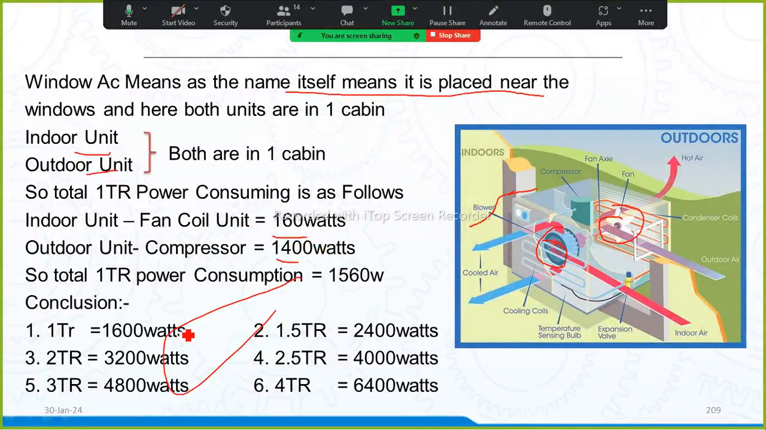So that is the reason the power consumption is how much now? 1400 watts, so that is approximately 1560. So a 1 TR window AC is 1600 watts. 1.5 TR, again 1600 plus half, that is 2400. Okay, 2400. Again 2 TR, what is the capacity? 3200. Again 2.5 TR, 4000 watts, and 3 TR, 4800, and 4 TR it is 6400. So this is the wattage consumption of your window ACs.